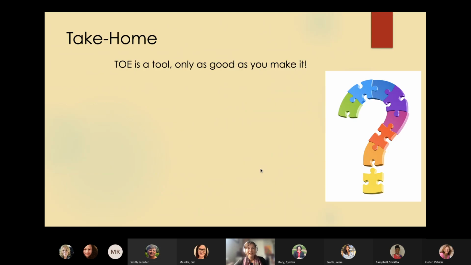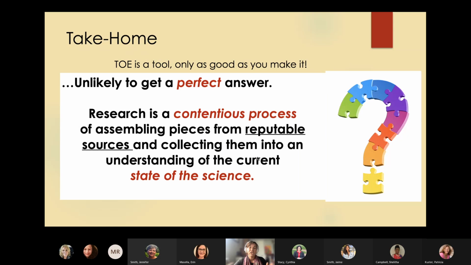So the take-home here is that the table of evidence is just a tool. It's only as good as you make it. I can distribute the framework, but you can change it or do whatever you would like to organize the data. The main thing is to just make sure that it is useful and helpful to you.